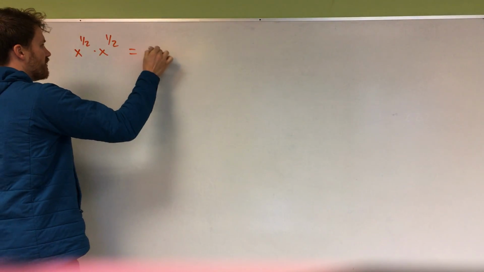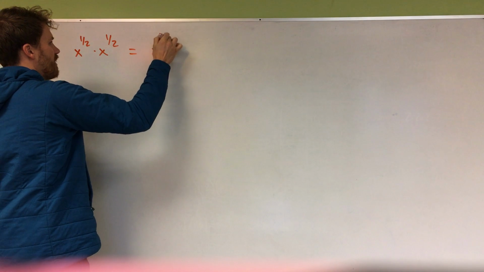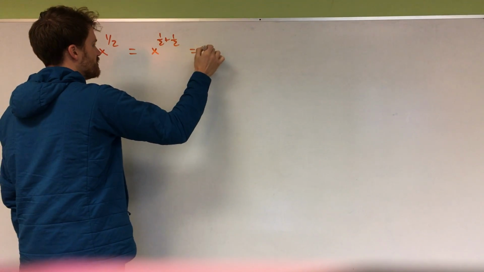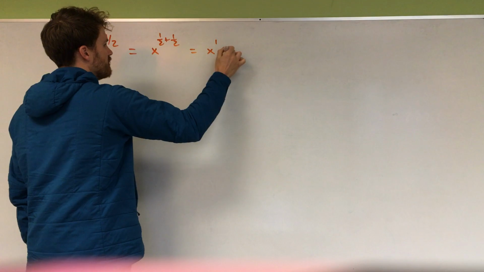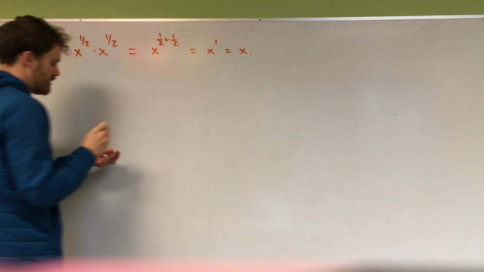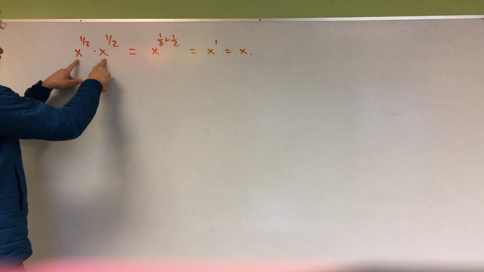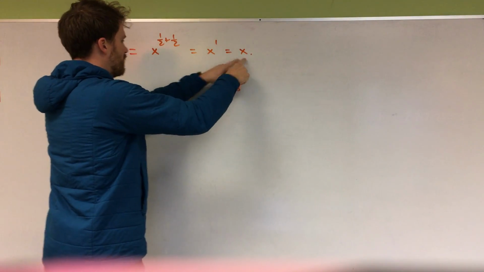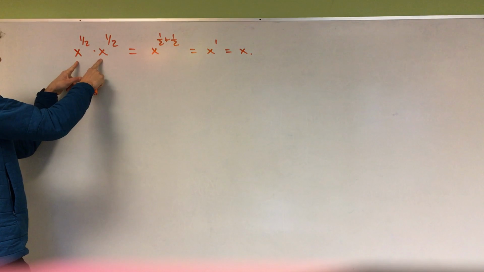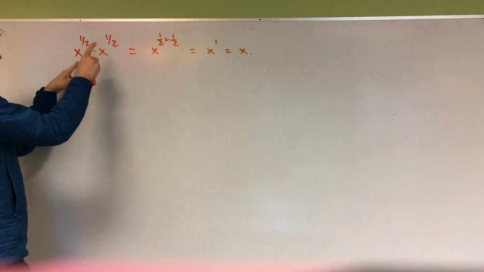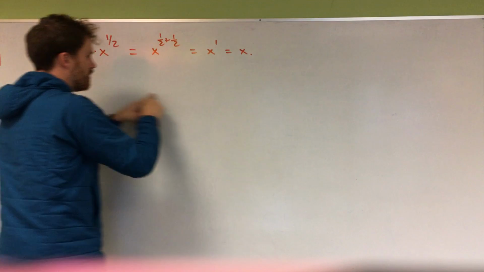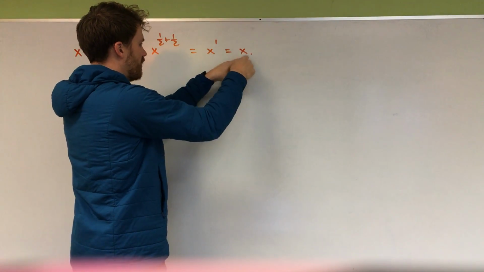So that would be x to the 1/2 plus 1/2, which is x to the 1, which is just x. But here we're showing that when you multiply x to the 1/2 by itself, you get x. And that is the definition of a square root. When you multiply something by itself, you get this, it has to be the square root of this number.